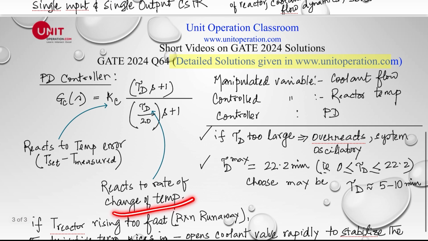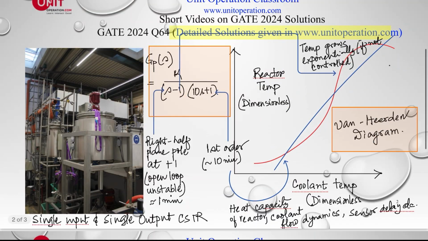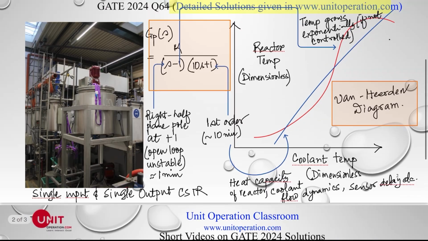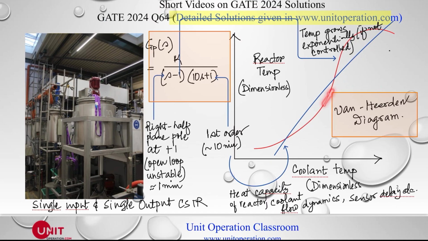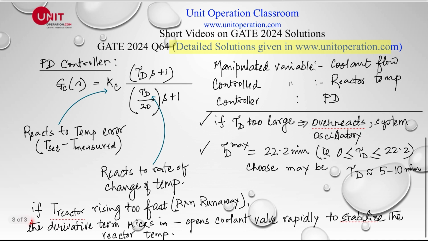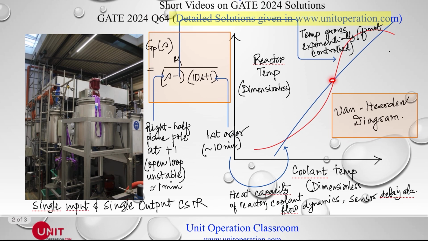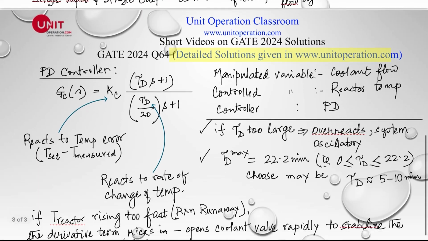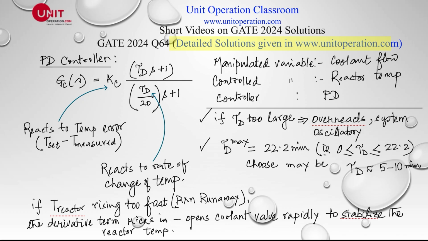This derivative term is important because it reacts to the rate of change of temperature, which is very important in terms of the Van Heerden diagram here. If the rate of generation becomes too high, then it leads directly to reactor instability and reaction runaway. If the reactor temperature rises too fast suddenly, for some reason, because this is unstable, the slightest change in the parameters might lead to reaction runaway. So it's very important to have good control.